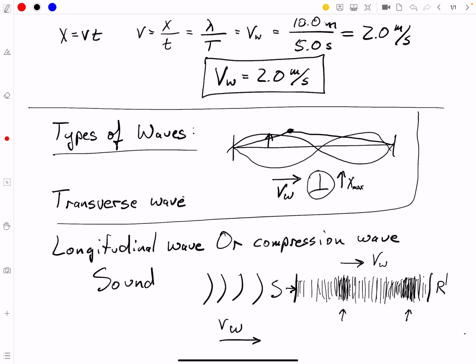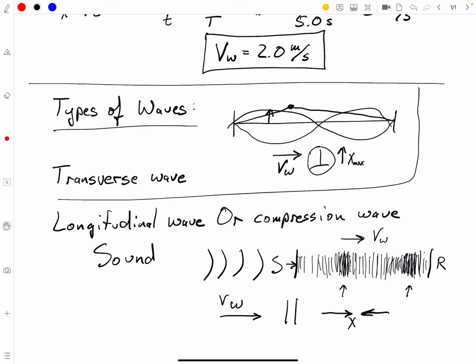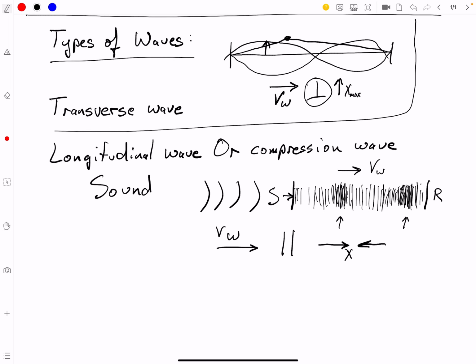So the density increases at different points, but it's not transverse. The compression happens in the same direction. So that's why we call it longitudinal. So it's parallel to the displacement. Here's our displacement. So that's a longitudinal wave. Sound. Sound is a longitudinal compression wave.